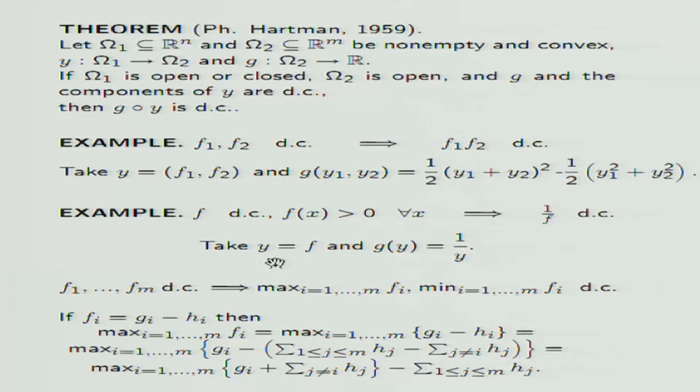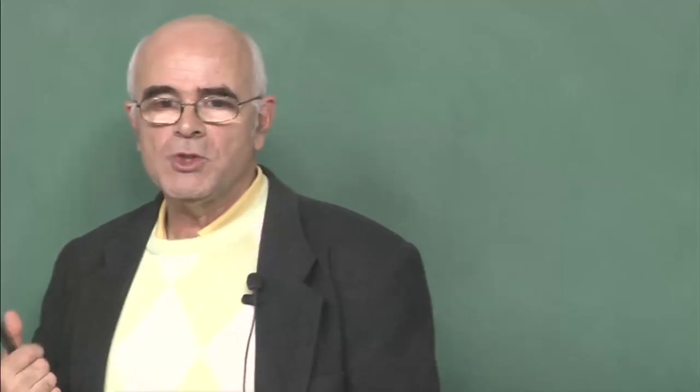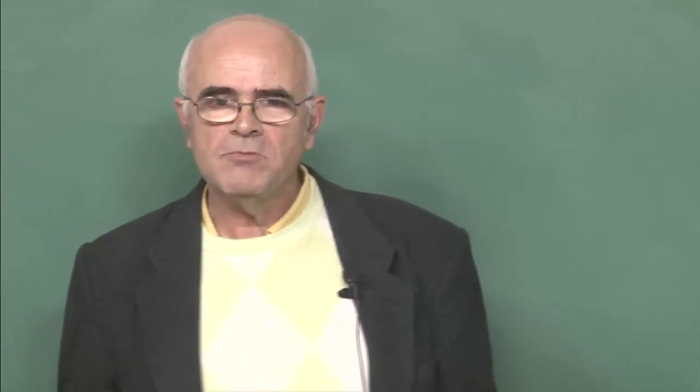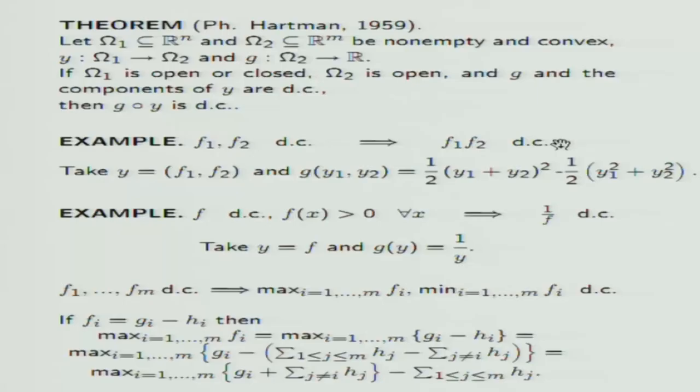So we see that the class of DC functions is rather rich. It's closed, obviously, under the operations of addition, subtraction, and multiplication by real numbers, and now we have just seen it is closed under multiplication. Also, the reciprocal of a DC function is DC. And we see here that the maximum of a finite collection of DC functions is DC. And the short and easy proof you can see here is, in this case, constructive.